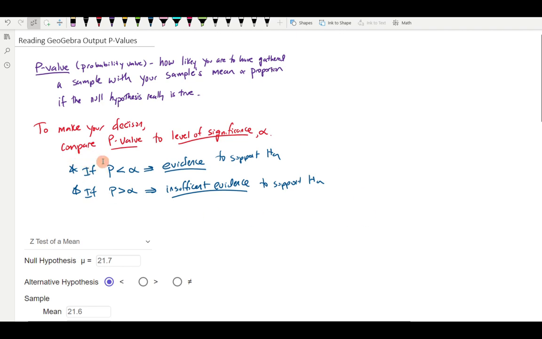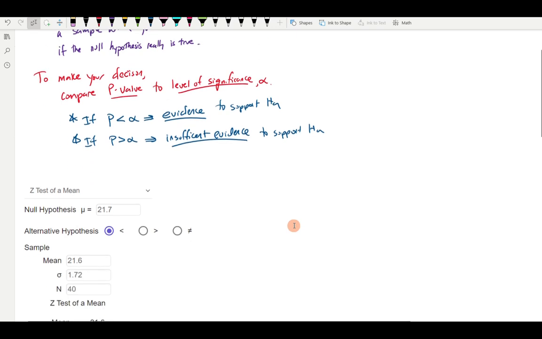If your probability, your p-value, is less than alpha, so if you have a small probability, that's evidence to support the alternative hypothesis. If your p-value is larger than the level of significance, you have a large probability, and that is insufficient evidence to support the alternative hypothesis.